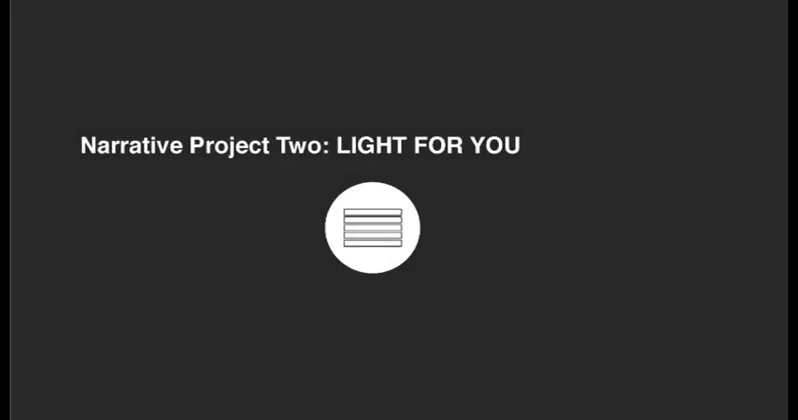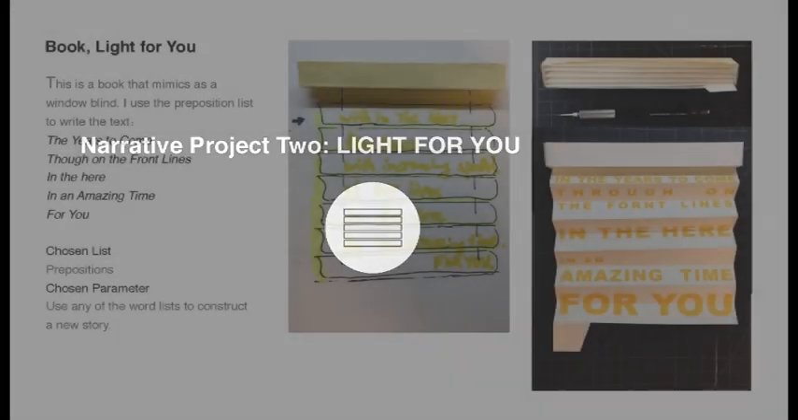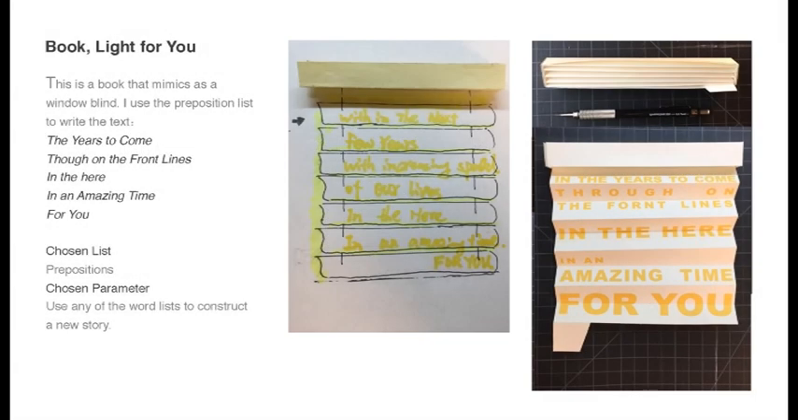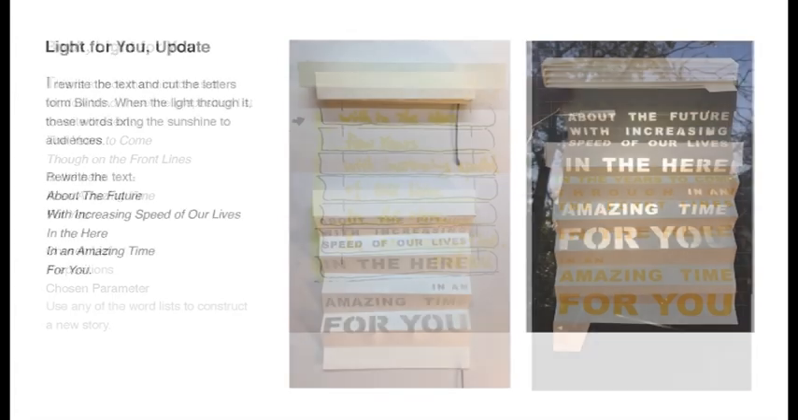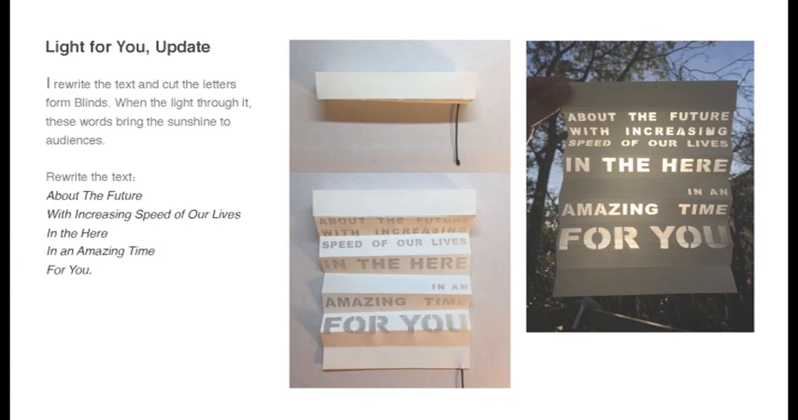The second book is Life for You. I used the proposition list to create this book. It is a book that mimics as a window blind. I wrote those sentences after printed. I hollowed these letter forms from the paper.